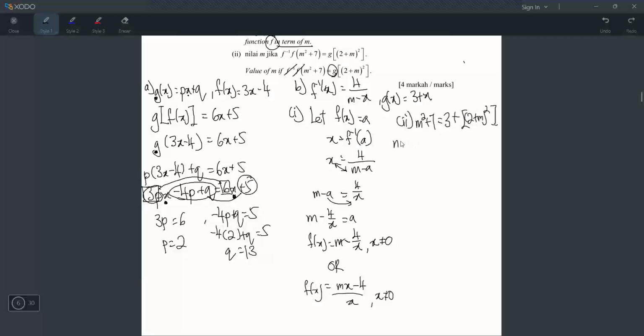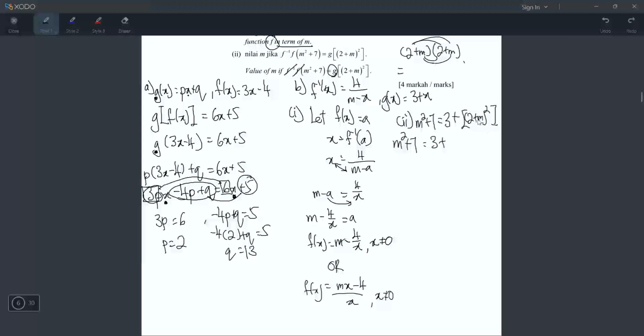All right. So now let's try to expand this part. So m squared plus 7 equals 3 plus... Okay, how to expand this? I explained this in the first question, right? In question 1 just now. So how to expand this, the proper way is like this: (2 plus m) times (2 plus m). And then you expand one by one like this, right? But I don't like to do it like this.